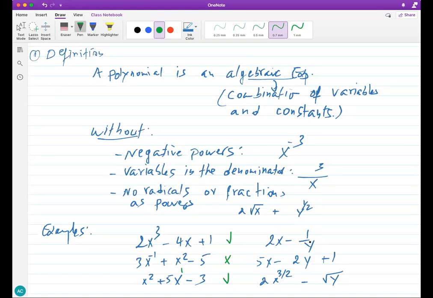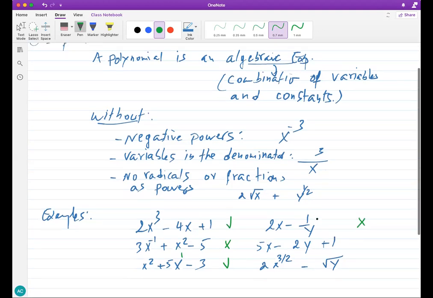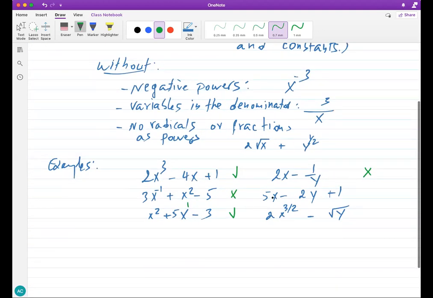On this one here, no. That's right, because it has a fraction. There is a variable in the denominator like this. So this is not a polynomial. Then we have the next one. Yes, it doesn't have any problem. It doesn't have any of this. So this is okay.